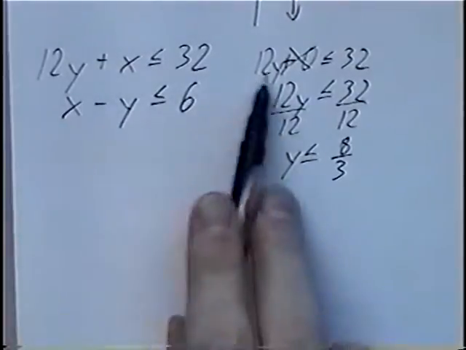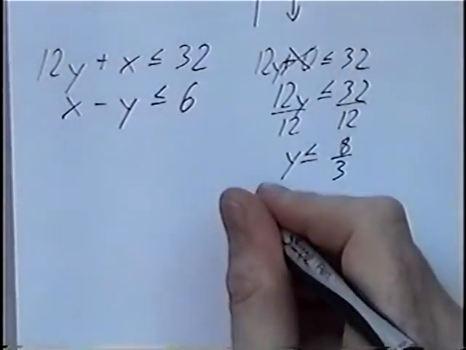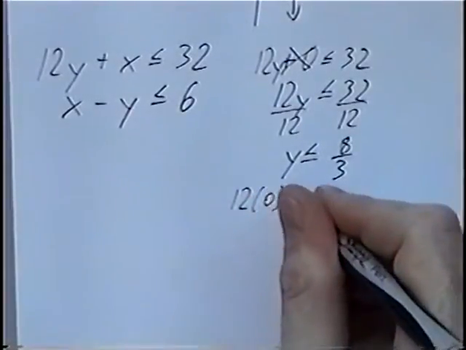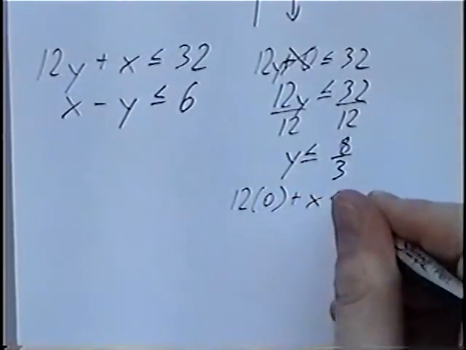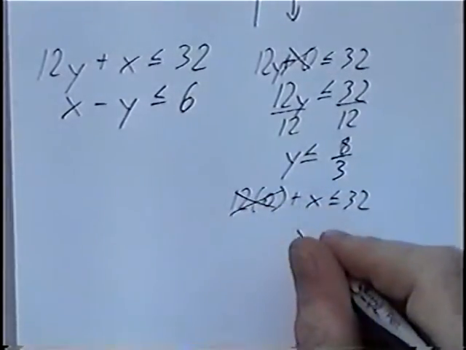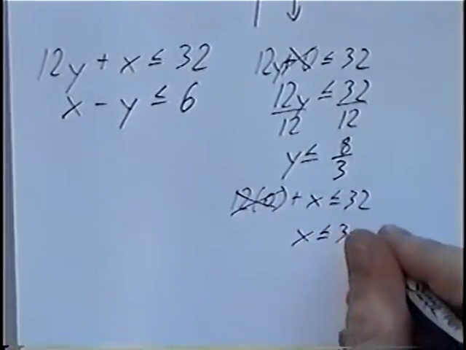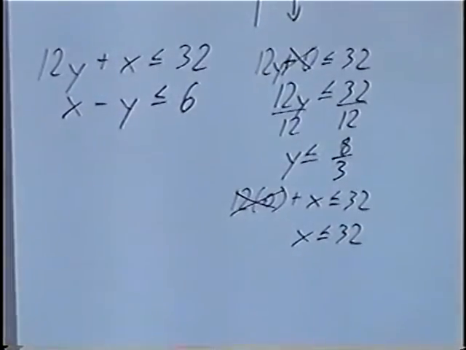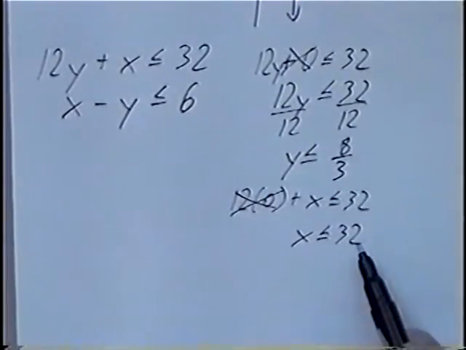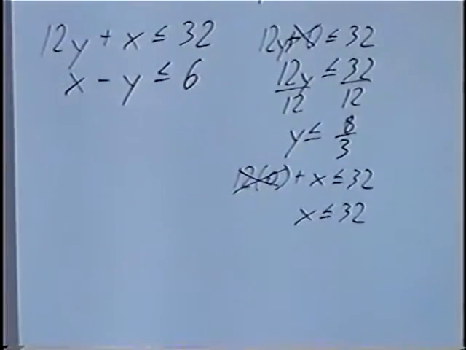Doing the same equation, but this time we'll put a 0 in for the y. 12 times 0 plus x less than or equal to 32. 12 times 0 we can ignore, and we'll have the second intercept, x is less than or equal to 32. So the two intercepts for the first inequality, y is 8/3 and x is 32.